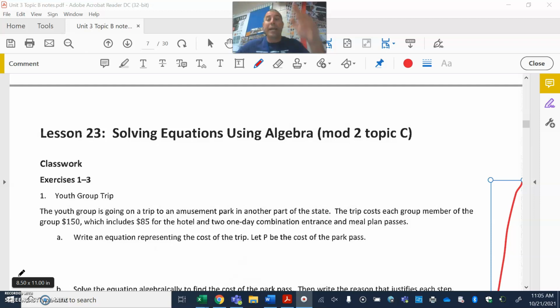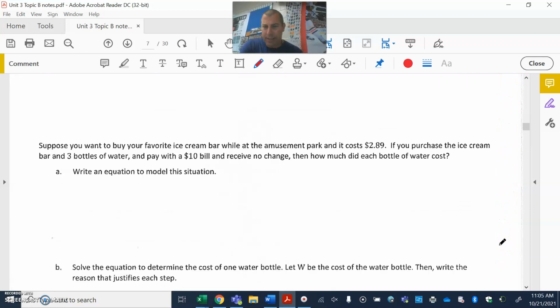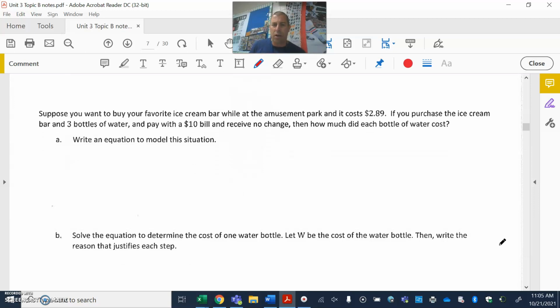Let's get started here. Okay, hey, lesson 23, everyone. We're solving equations using algebra. Guess what we've been doing? We've been solving equations using algebra here. So let's slide on down here, and get ourselves into a good one. And here we go. The second part here.